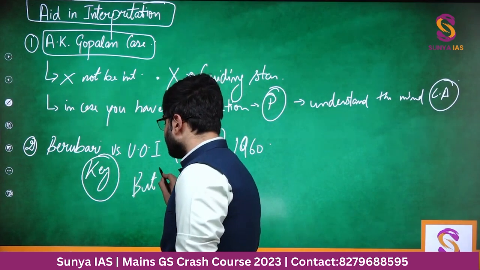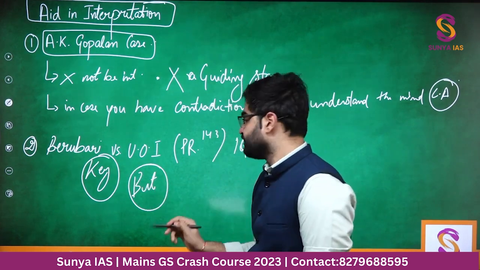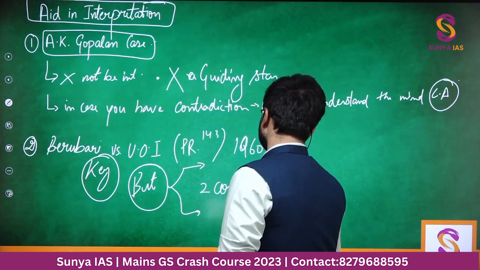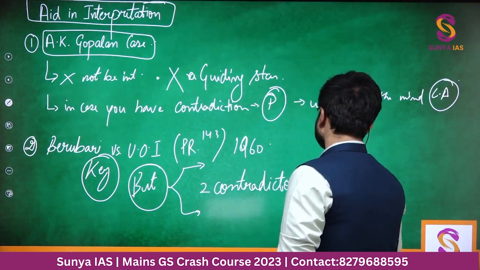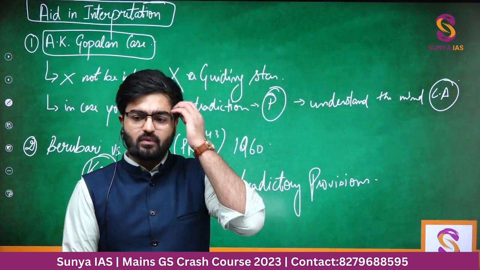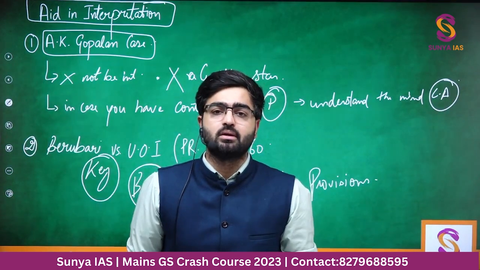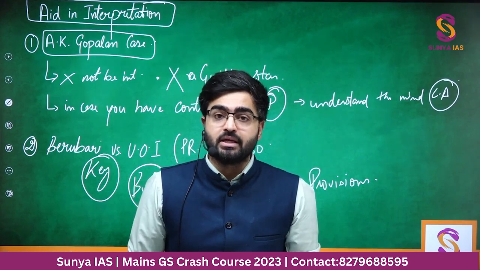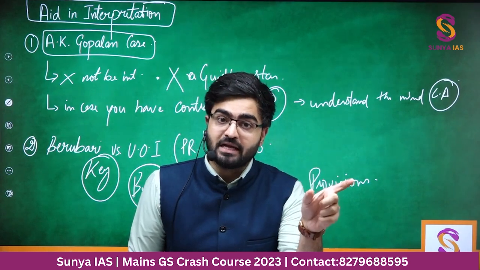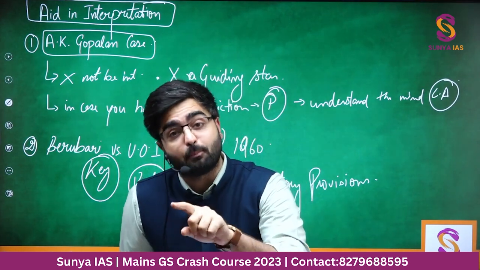But the stance of the Supreme Court was that this key will only be used whenever there are two contradictory provisions. What do you mean by this? Let's say the word liberty is mentioned. Liberty can have so many wide connotations. You cannot demand anything in this country citing that the word liberty is written in the preamble. The word liberty from the preamble will be used in aiding the interpretation of the constitution, but only when there are two contradictory provisions.